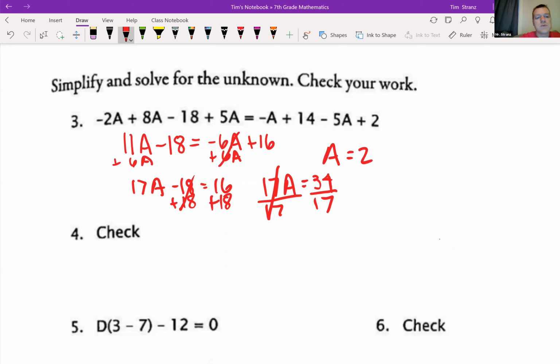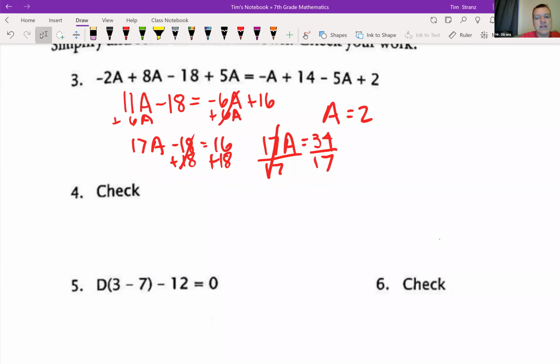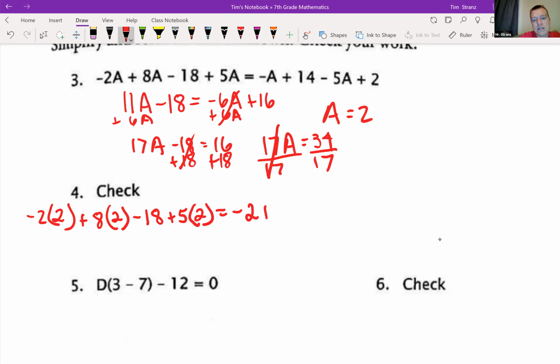All right, it wants me to check my work, so I'm going to plug in 2 every time I see a back in number 3. So I'm going to have negative 2 times 2 plus 8 times 2 minus 18 plus 5 times 2 equals a negative 2 plus 14 minus 5 times 2 plus 2.